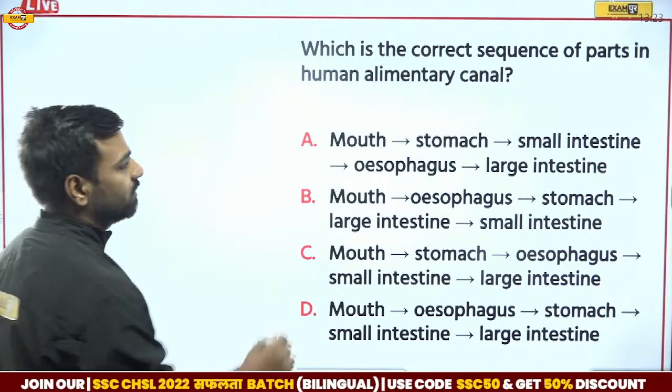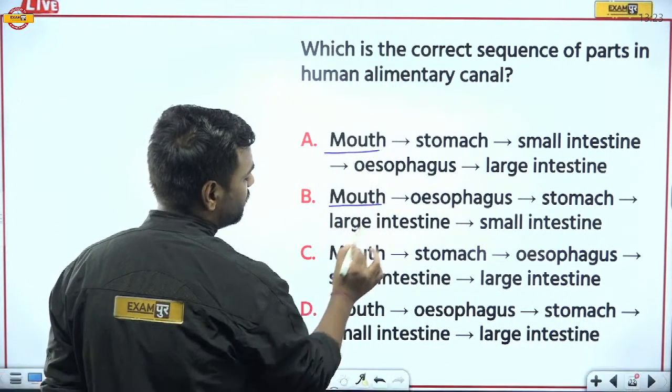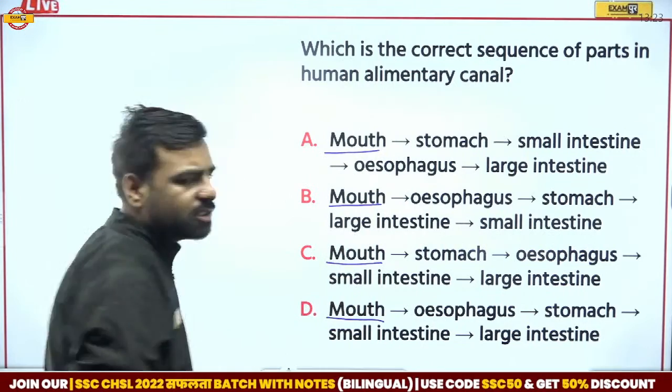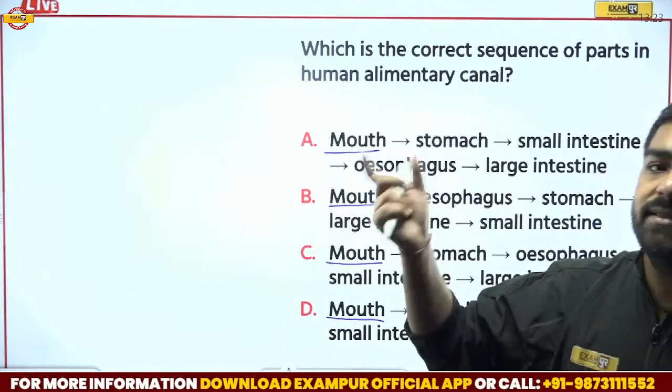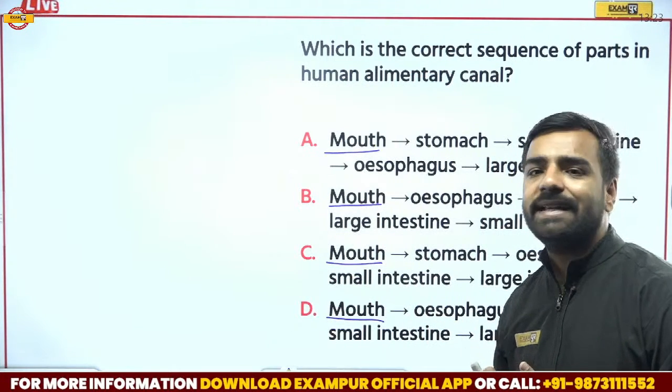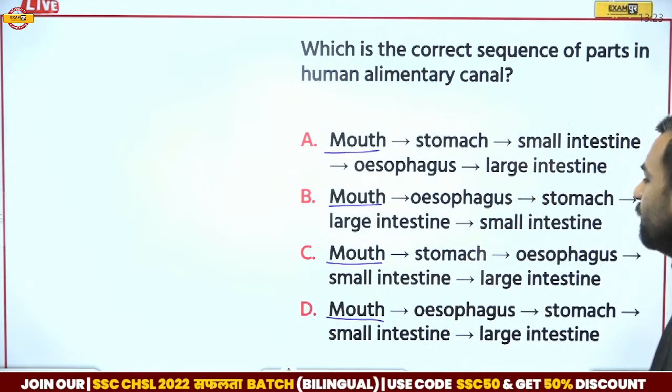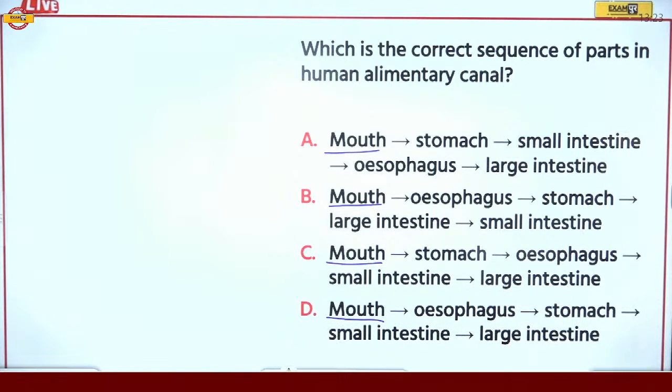So obviously, digestion is going to start in the mouth, this we all know, because chewing of the food happens there. And if I talk about digestion, amylase is used in order to digest the starch part. Now we have four options here. What do you think? What is the correct answer? So, Kanak is going with D.